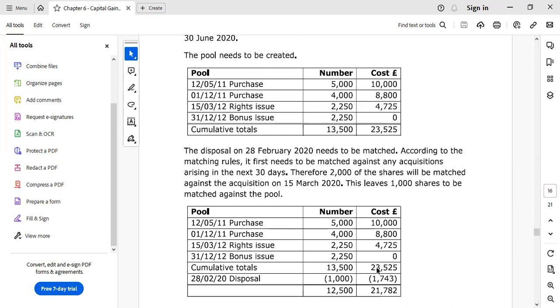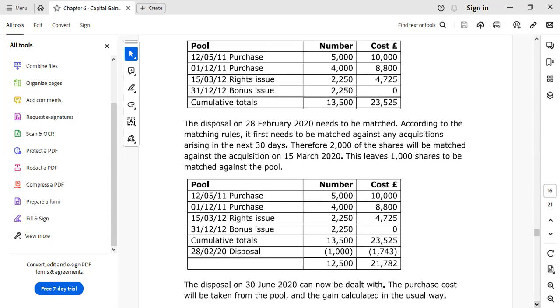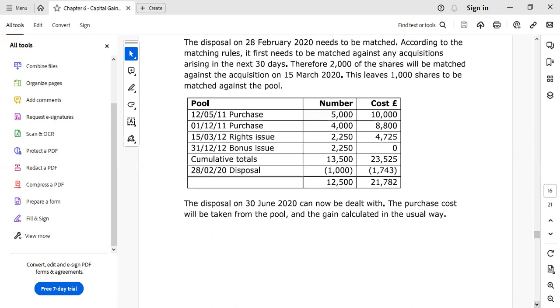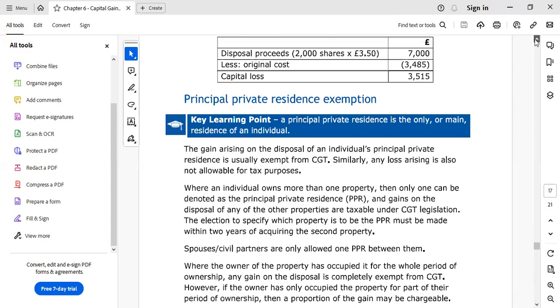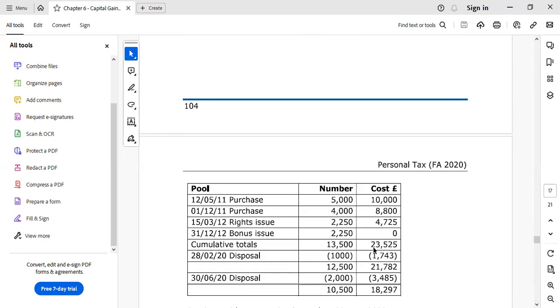So the cumulative total we will get here. Sorry, this 1,743 does not come like that. We need to write the formula that we used before. Just a minute, let me show you the formula here. So how much is the disposal? 1,000 divided by 13,500 multiplied by 23,525. So we will get this cost of disposal, 1,743. The total shares we have now are 12,500 and the value is 21,782.